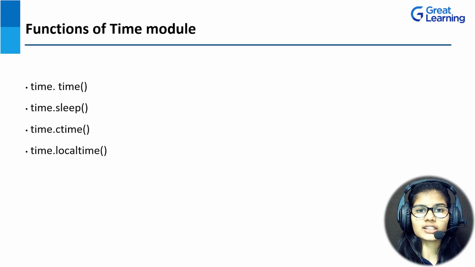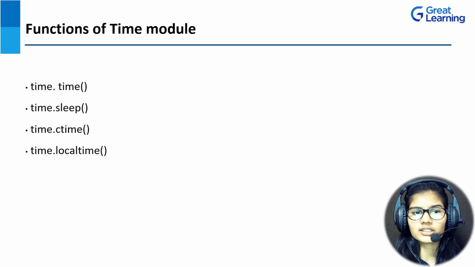Now, what are the functions in the time module that we have? There are many functions in the time module, but right here I have taken some important ones. The functions are time, sleep, ctime, and localtime. These are the four functions which we have here: time, sleep, ctime, and localtime. Okay. Now, with the help of the time module only, let's say we have the time module, right?